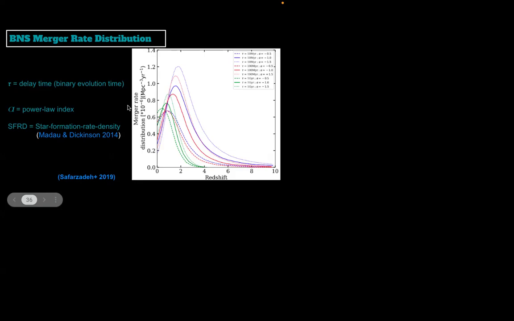Because this is just global star formation, and a lot of it will not end up in binary mergers. That's the reason we are using this delay time, this binary evolution time. It comes from the binary physics of neutron stars: how much common envelope and all these things, all the binary physics and the GW inspiral time, are encoded in this delay time distribution, and that is a power law.